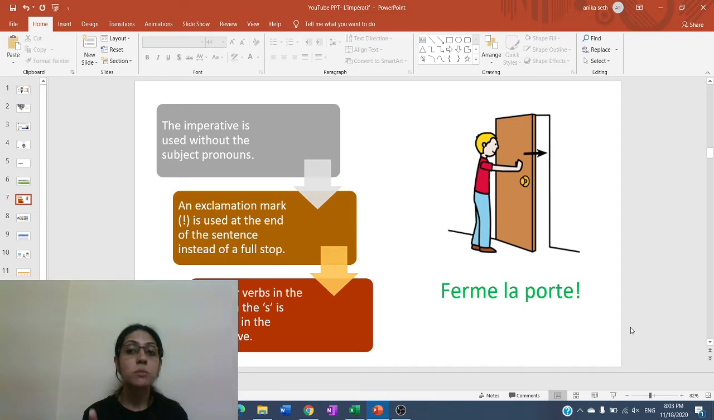First is do not place the subject pronoun. Second, drop the S with ER verbs in the tu form. Thirdly, put the exclamation mark at the end of the sentence, not a full stop. So all these conditions are satisfied over here. Ferme la porte is an instruction being given that means close the door. Okay.